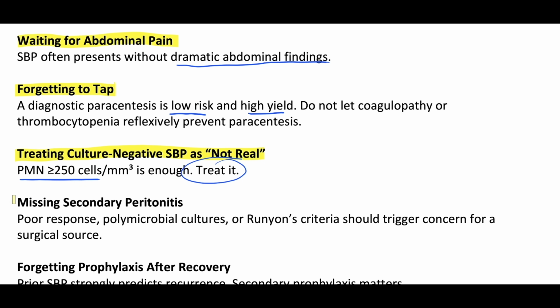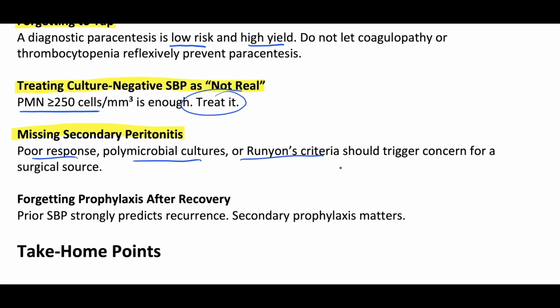And then pitfall number 4 is missing secondary peritonitis, right? Patients with decompensated cirrhosis can still have other intra-abdominal emergencies. So if they're not responding to your antibiotics, their cultures are polymicrobial, or you do Runyon's criteria, and it looks like it could be secondary, make sure you're doing aggressive imaging and surgical consultation. And then last, pitfall number 5, forgetting prophylaxis after recovery. Everyone with SBP should have secondary prophylaxis to prevent recurrence.